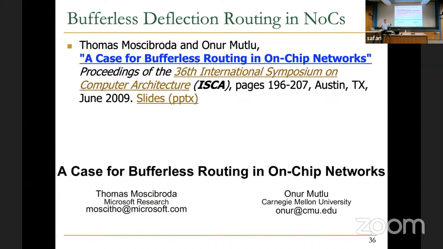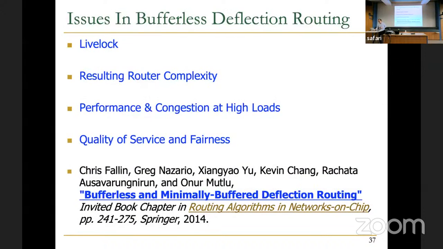Unless you define the problem scope to be very small, such that it's not that big of an idea anymore, which is also fine. Those are papers that also need to be written and shown, and the world improves that way as well. Okay, so now we're going to talk about some issues in bufferless deflection routing. Any questions so far? People are tired, or everything is clear?